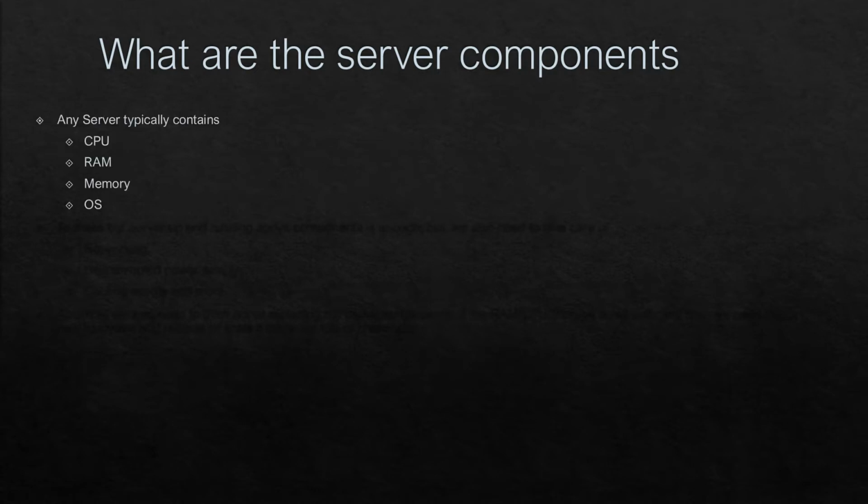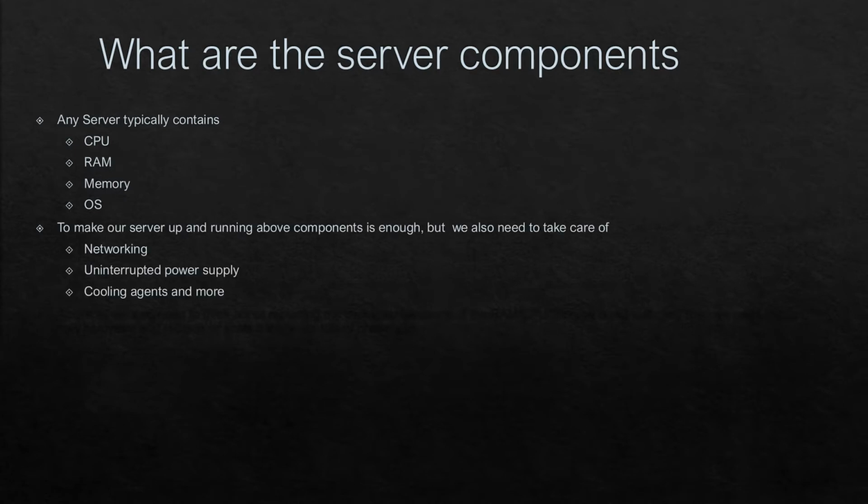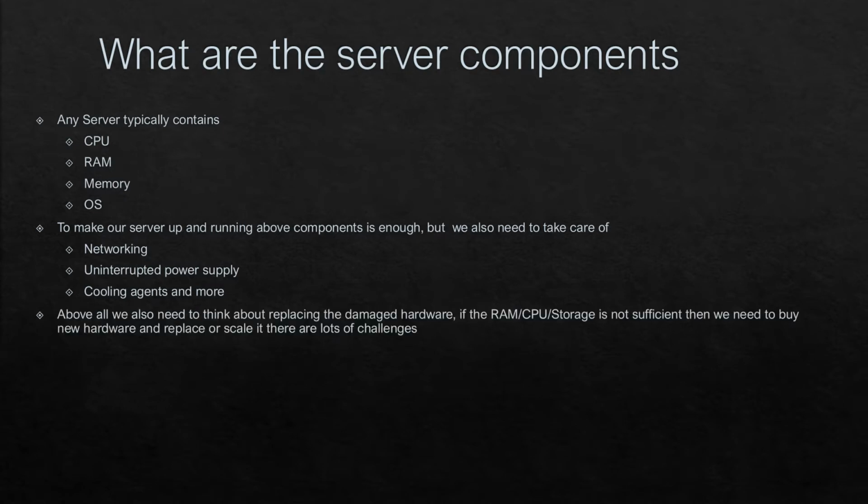So, what are the typical server components? We know it, right? CPU, RAM, memory, operating system. But not just this, right? We need to take care of it when we are building a server. We also need to take care of networking, uninterrupted power supply, and the cooling agents. Above all, we also need to think about replacing the damaged hardware, right? Let's say if the CPU, RAM, storage has some fault, we need to replace it.